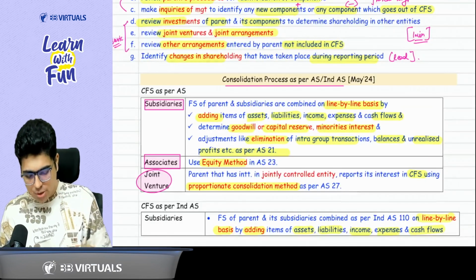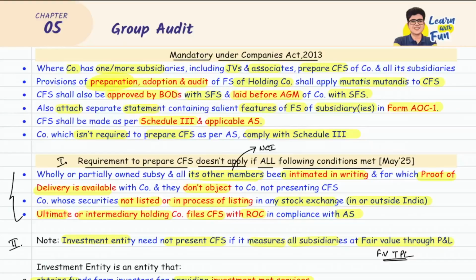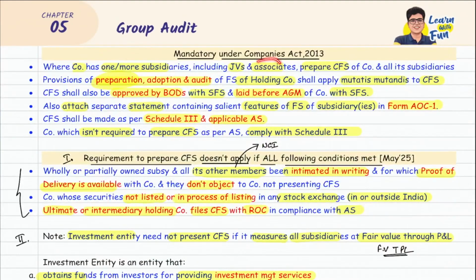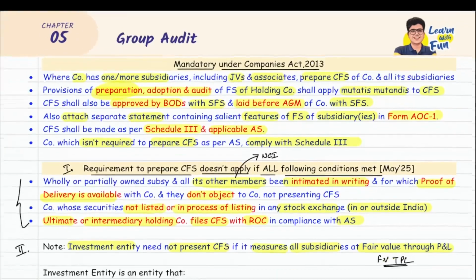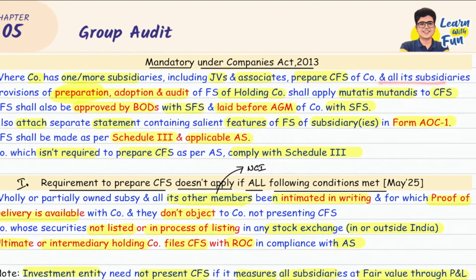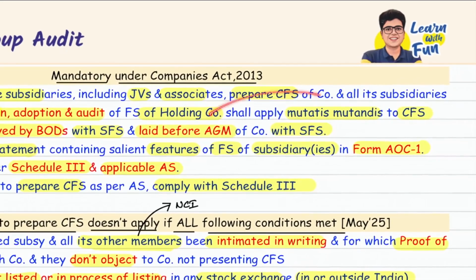The same thing is given in your notes. Let's revise it from the notes. Revision in the revision. Let's see what it says. Whenever the company has one or more subsidiaries, including the associate and joint venture, it needs to prepare the CFS of the company and all its subsidiaries. How to prepare it? The provisions of PA. PA means preparation, adoption and audit. The preparation, adoption and audit provisions of the holding company will apply mutatis mutandis to the CFS.